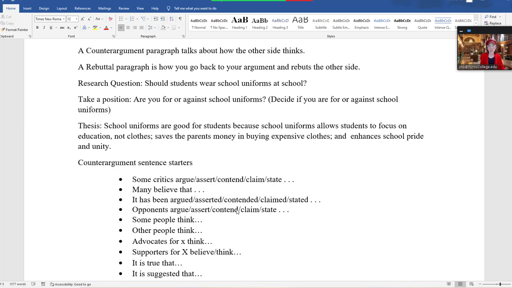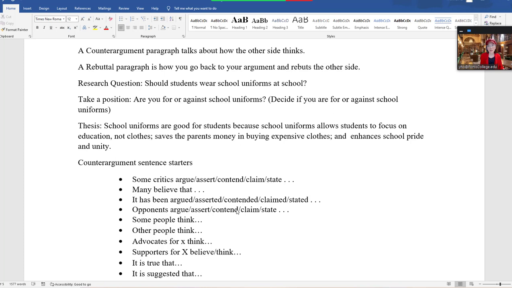Okay, so here in this thesis, I say that I am for school uniforms. School uniforms are good for students because they allow students to focus on education, not clothes. School uniforms save parents money from having to buy expensive clothes, and they enhance school pride and unity. Those are the 3 reasons why I think school uniforms are good for students. And in many other countries, in Europe and in Asia, it is customary and traditional for students to wear school uniforms to school. So it's international.